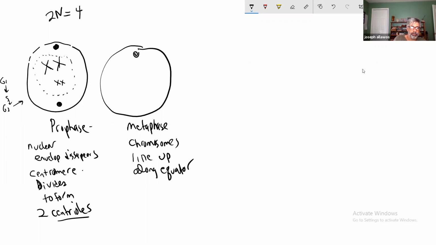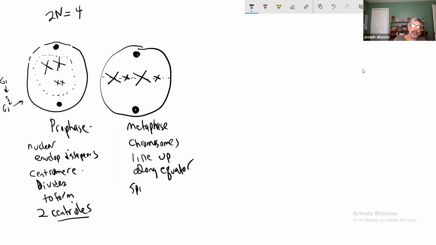Well, if these are the poles of the cell, where's the equator? It's obviously somewhere in the middle, right? We'll draw a little dashed line across here like this. And what I'm saying is that these chromosomes just kind of randomly line up, and it doesn't really matter what order you put them in. They just randomly line up along the equator. It's called the law of random assortment. They just randomly line themselves up along the equator of the cell.